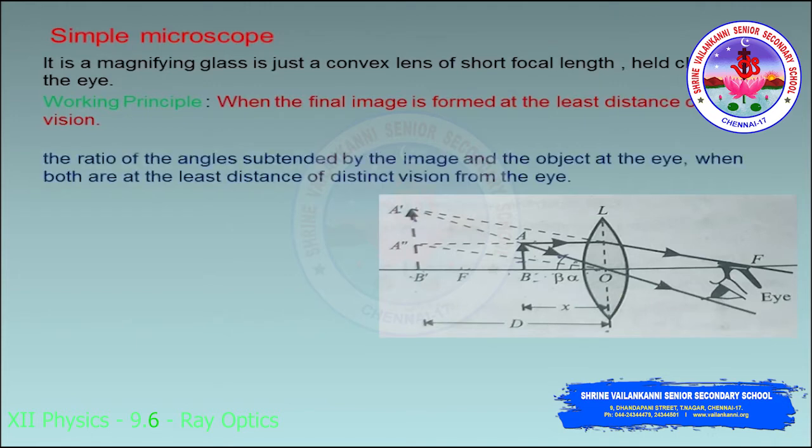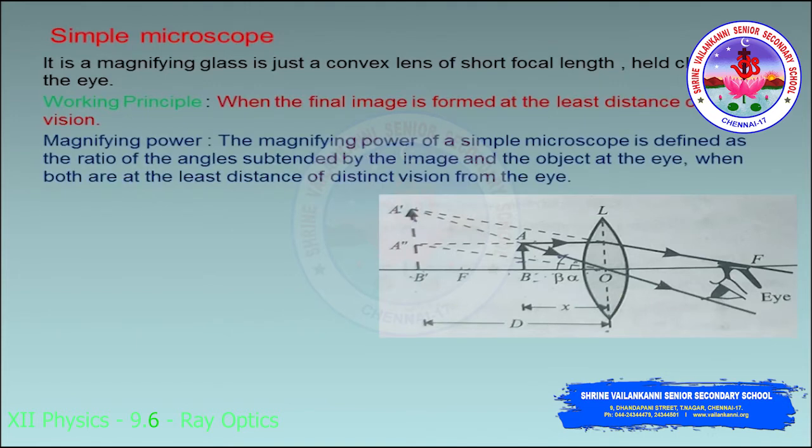And what is magnifying power? The magnifying power of a simple microscope, we can say, is the ratio of the angle subtended by the image and the object at the eye when both are at the least distance of distinct vision from the eye. So the magnifying power is equal to the ratio between the angle subtended by the image at the least distance of distinct vision divided by the angle subtended by the object at the least distance of distinct vision, LDDV we are seeing, right?